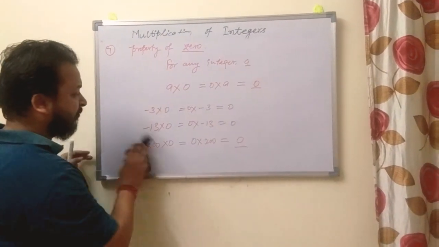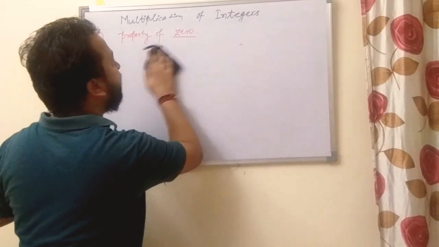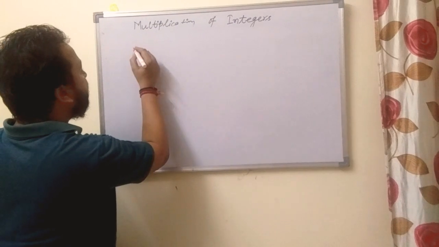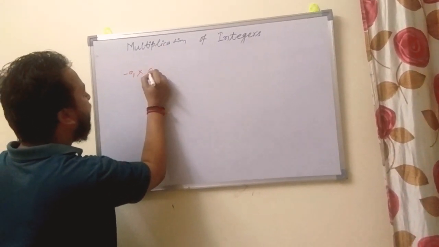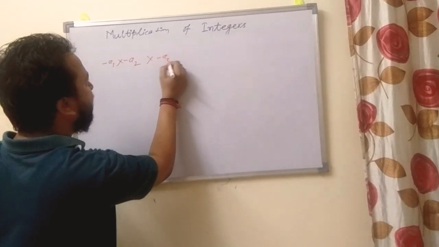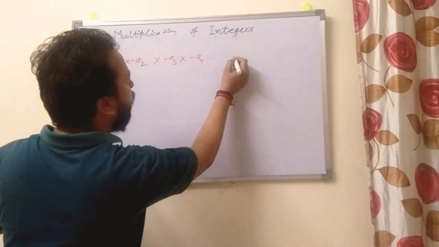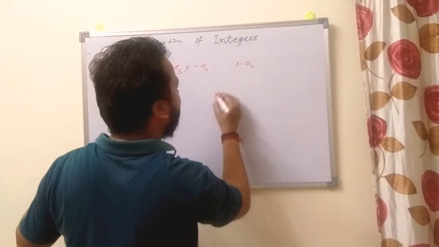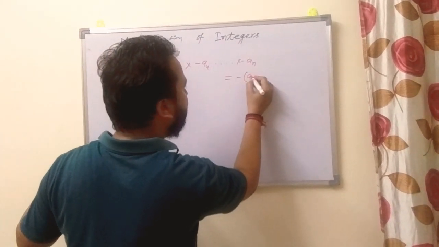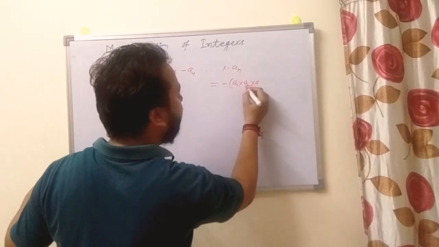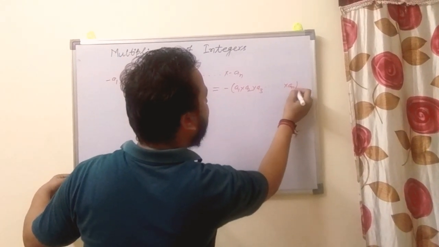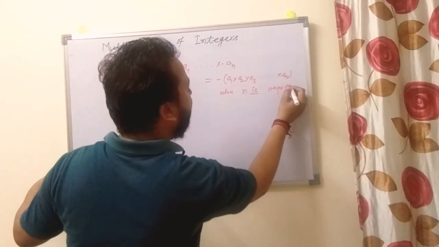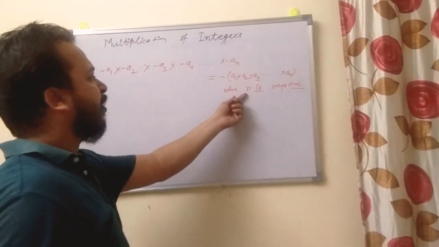And one last thing we have to discuss is, in multiplication, if it is written as -a1 multiplied by -a2 multiplied by -a3 multiplied by -a4 and so on, multiplied by -an, the result is -a1 multiplied by a2 multiplied by a3 and so on up to an, when n is odd. Here n means the number of terms.